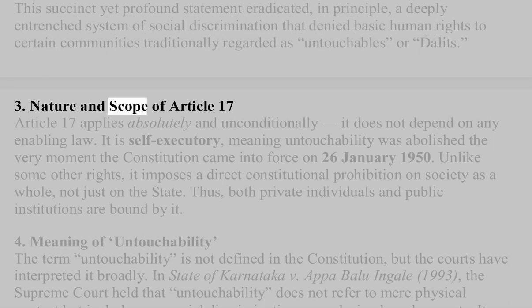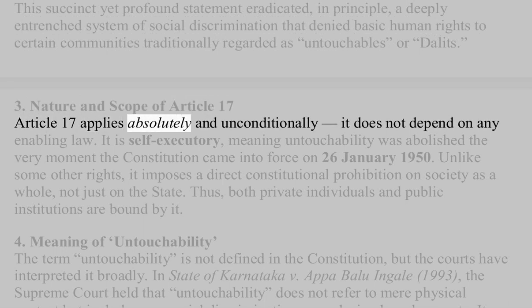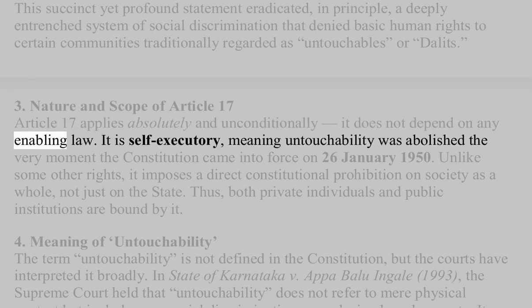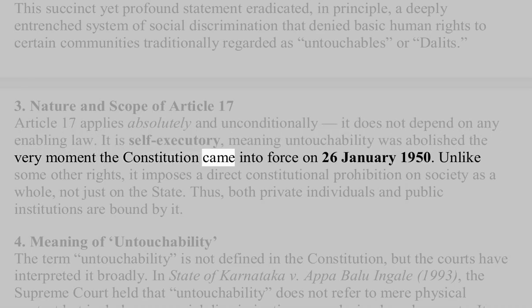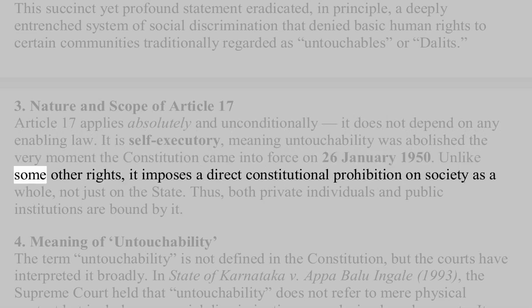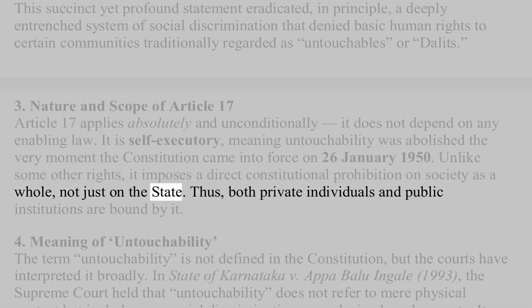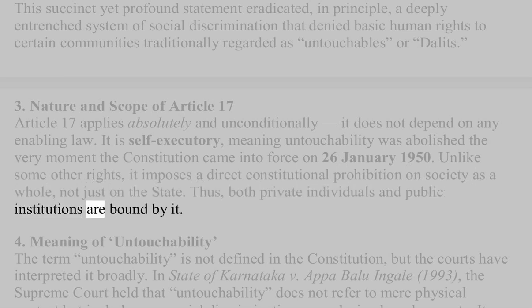3. Nature and scope of Article 17. Article 17 applies absolutely and unconditionally. It does not depend on any enabling law. It is self-executory, meaning untouchability was abolished the very moment the Constitution came into force on 26 January 1950. Unlike some other rights, it imposes a direct constitutional prohibition on society as a whole, not just on the state. Thus, both private individuals and public institutions are bound by it.